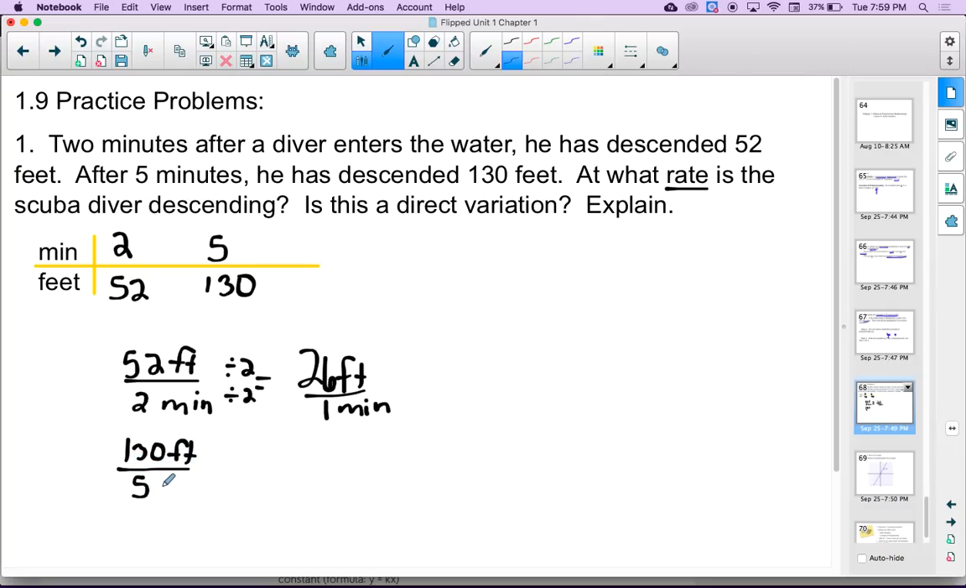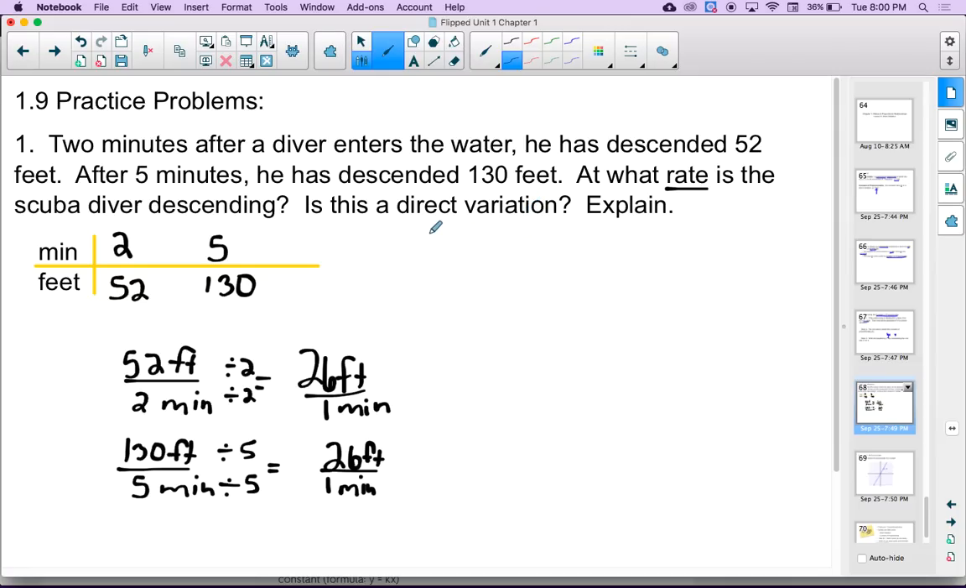If they are proportional, then this will be a direct variation. If not, then it cannot be a direct variation. So divide by 5 here to find the unit rate. If I do that division, and you can check me on this if you'd like, I get 26 feet per minute. So our two unit rates are the same. That tells me this is a direct variation.